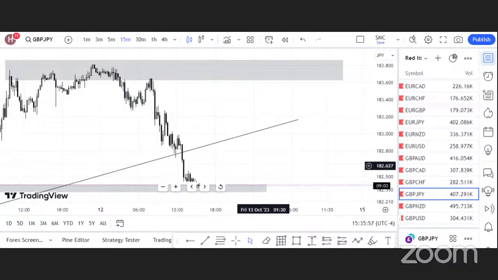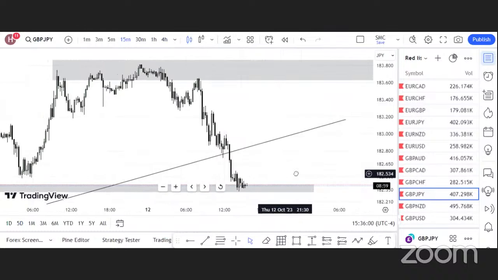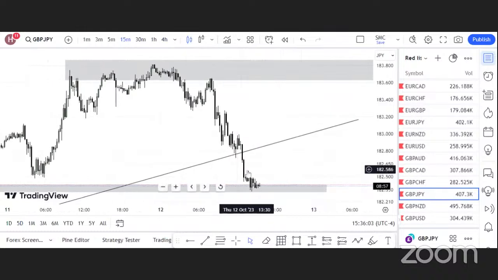Not the kind of trade where you make analysis and then you start getting scared. Okay, you don't want to place a trade because you are not sure if the market is going to go down.